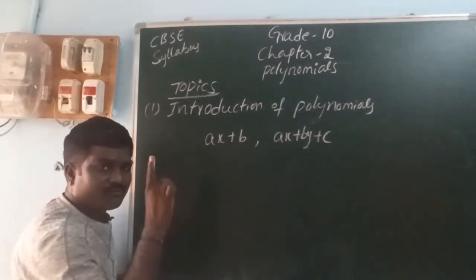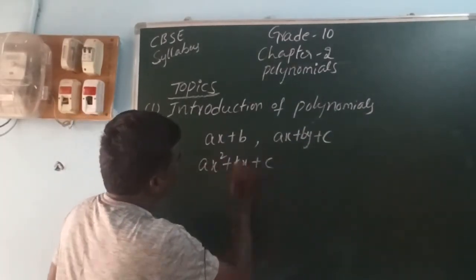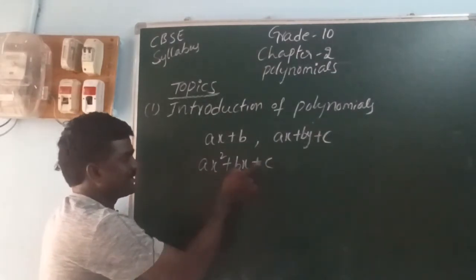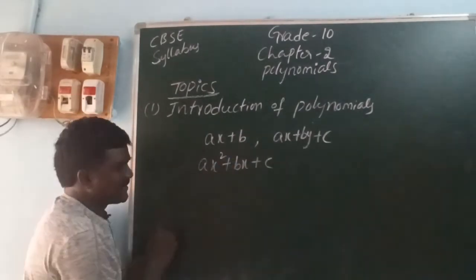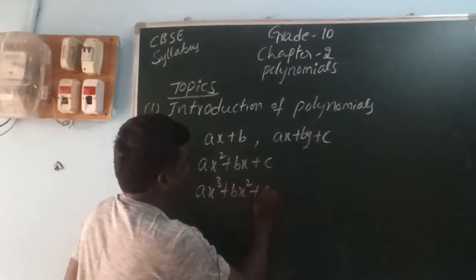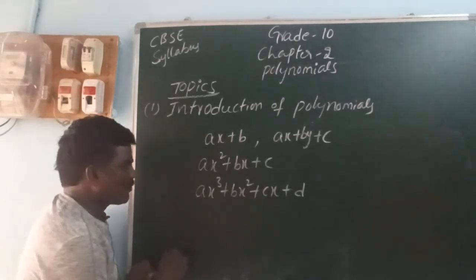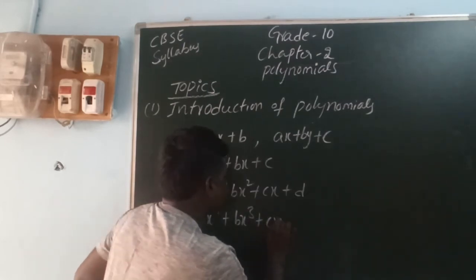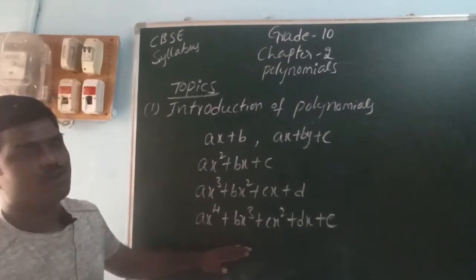Next, the general form of a quadratic polynomial is ax square plus bx plus c. Here what is the variable? x. Constants are what? a, b, c. Here a is the coefficient of this term, b is the coefficient of this term. Next, the general form of a cubic polynomial is ax cube plus bx square plus cx plus d. Next, the biquadratic polynomial is ax power 4 plus bx cube plus cx square plus dx plus e. This is the general form of a biquadratic polynomial.